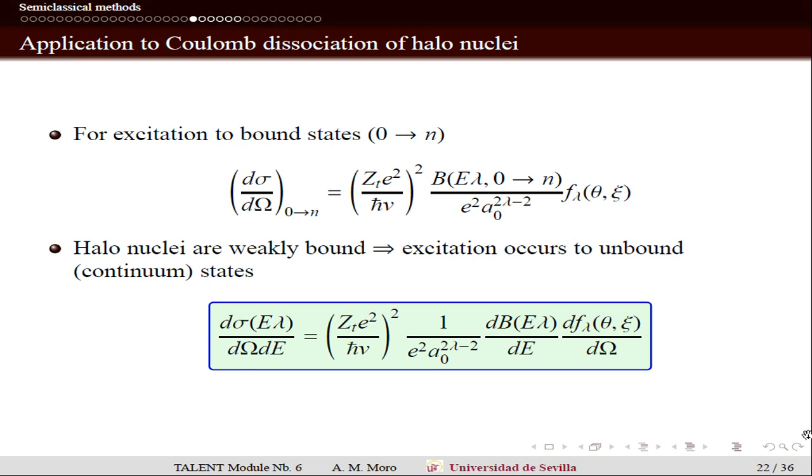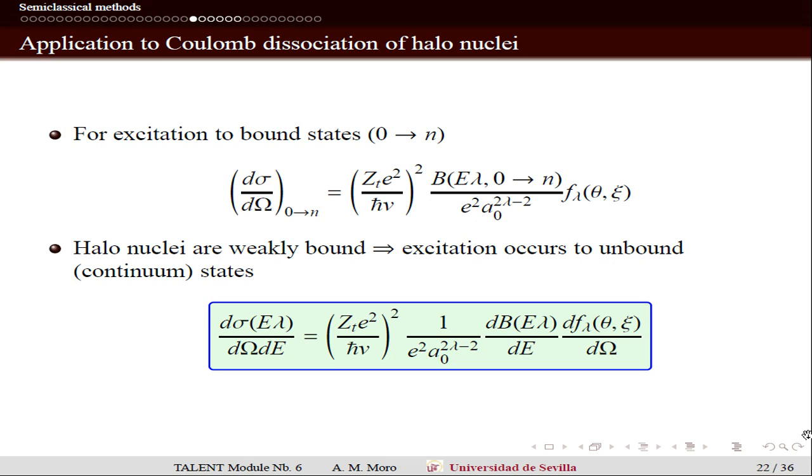So this is just the generalization of this expression for the case in which we are exciting to the continuum. We are breaking the system. This is essentially the same expression, but now, instead of this f, we have this function, the differential form of this function. So we have a continuous function in the energy and angle, but essentially everything is the same.